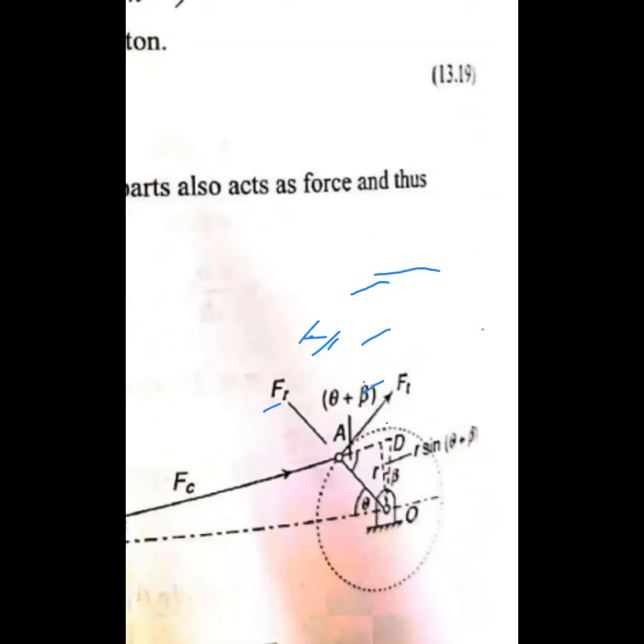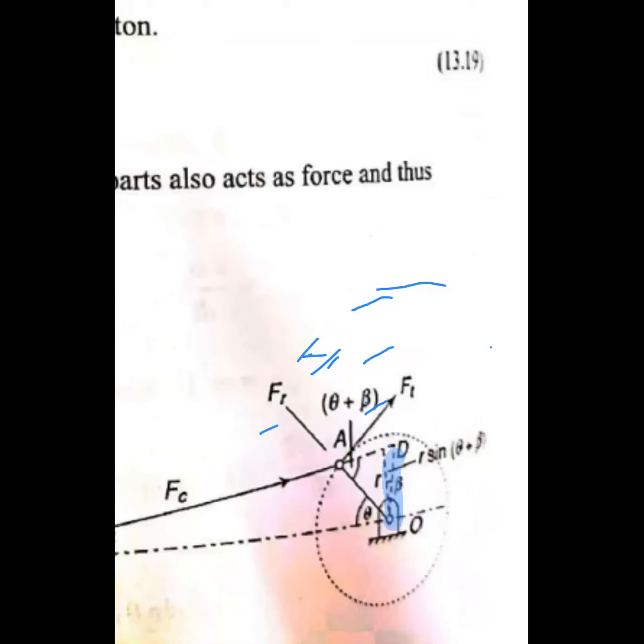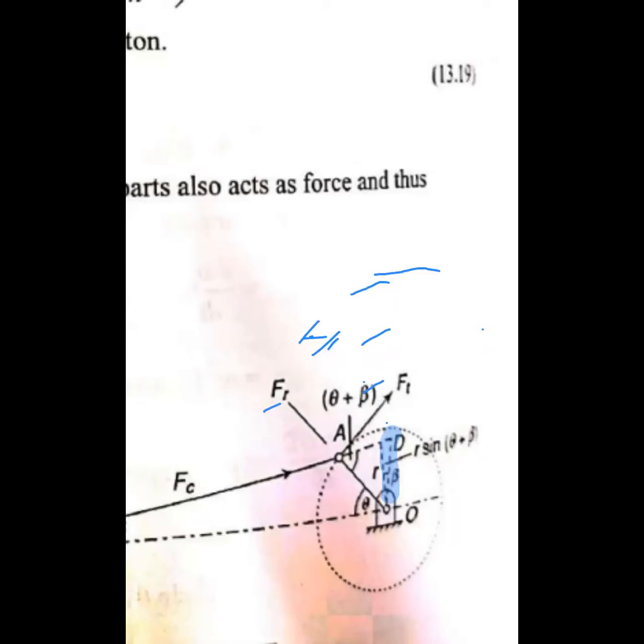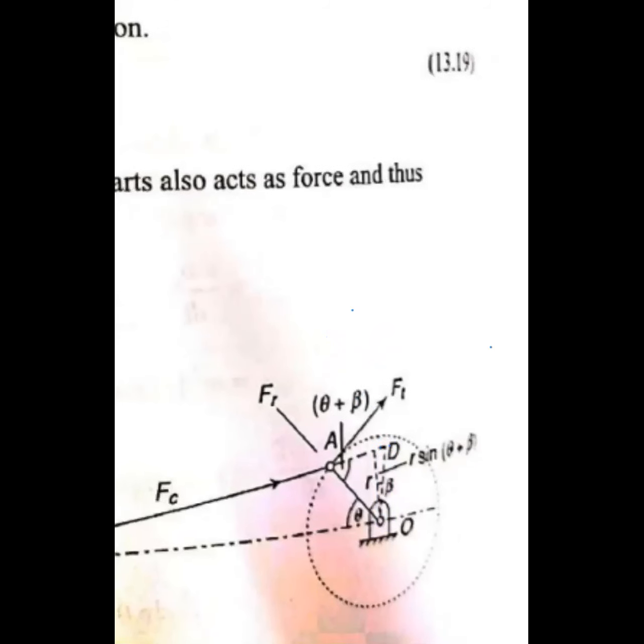What is the portion here? Just observe this portion, the triangle. So that is r sin(theta plus beta) equals OD cos beta. So that is substituted in our equation.